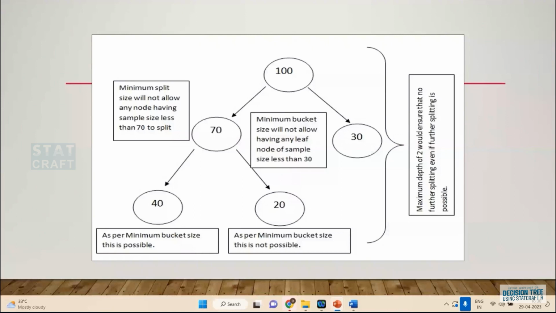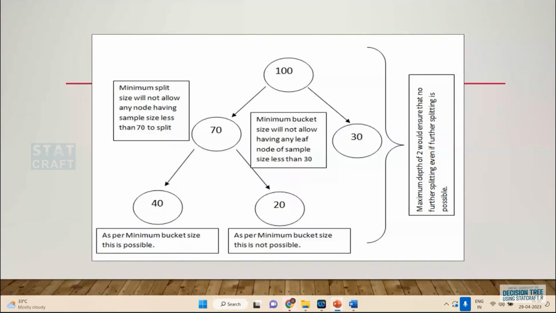So there is something which is known as maximum depth. The 100 is the first layer and this is the second layer. So what we can specify is the maximum depth. The maximum depth of this decision tree is 2. Is it clear? So this is the first restriction which has been put by us on the decision tree, that you will not go beyond 2.